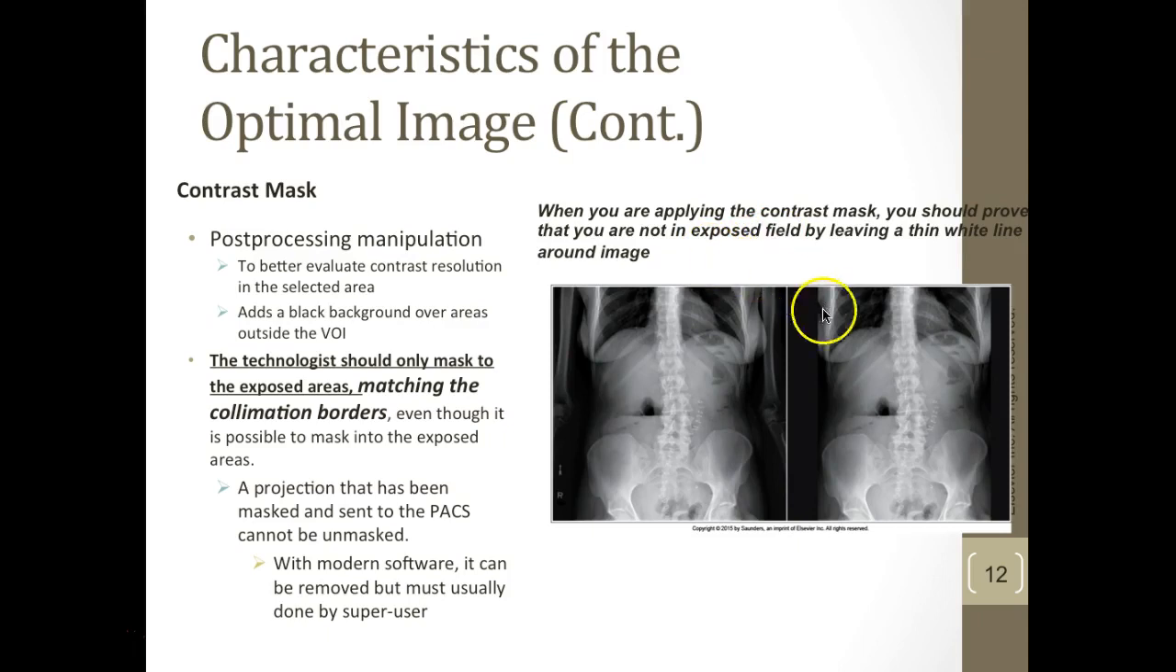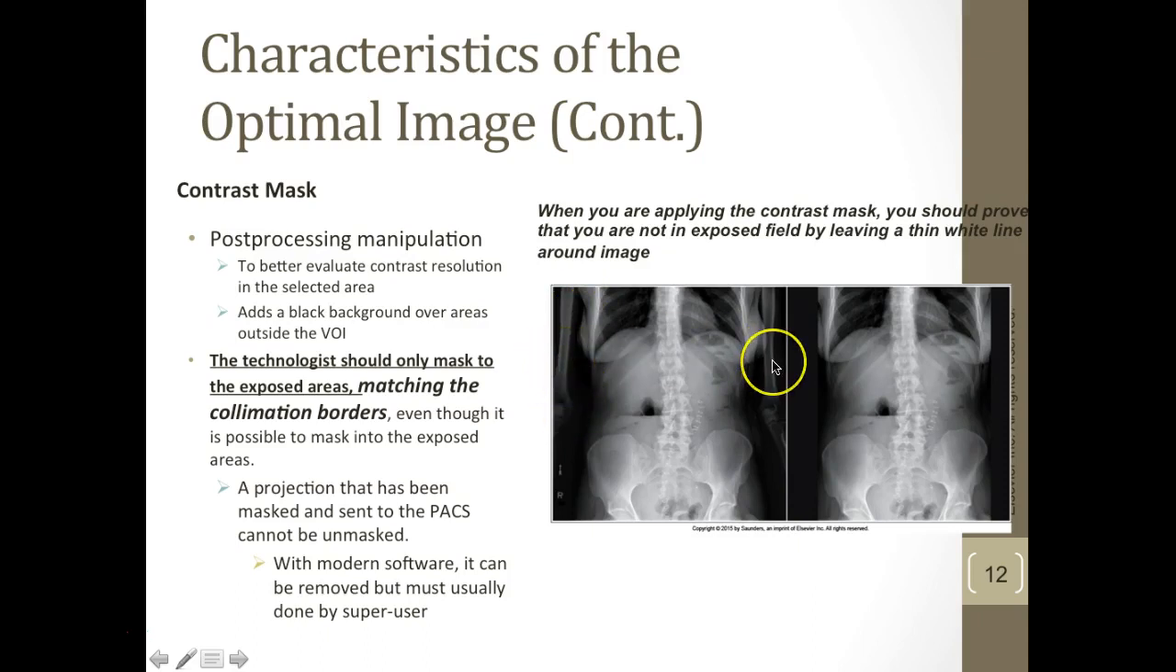So this masking is usually programmed to come up on a lot of your images. You can remove it and reapply it and draw it in so that you can see that you did not clip any anatomy. So if there is a bony lesion right here and you put the contrast mask over it, the doctor would miss the lesion. So you can miss a cancer. You need to collimate and not mask, okay?